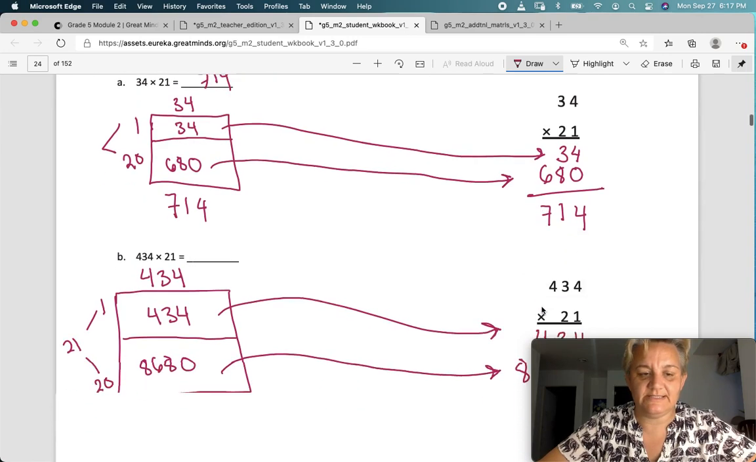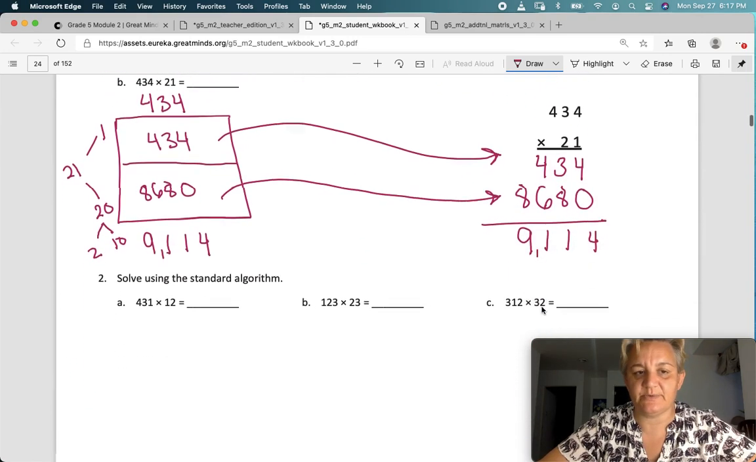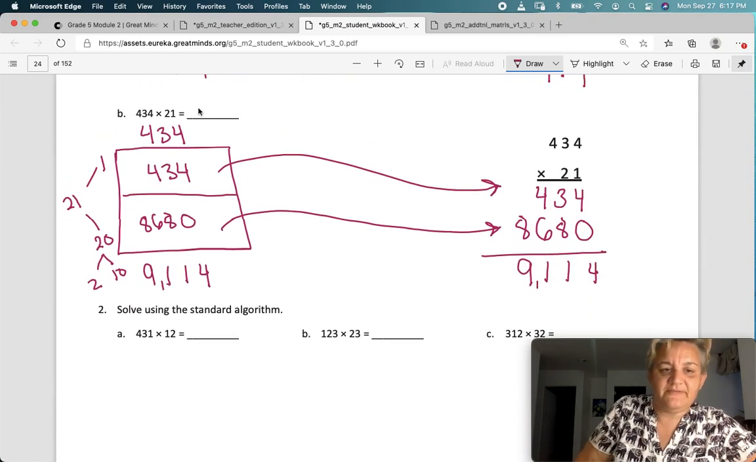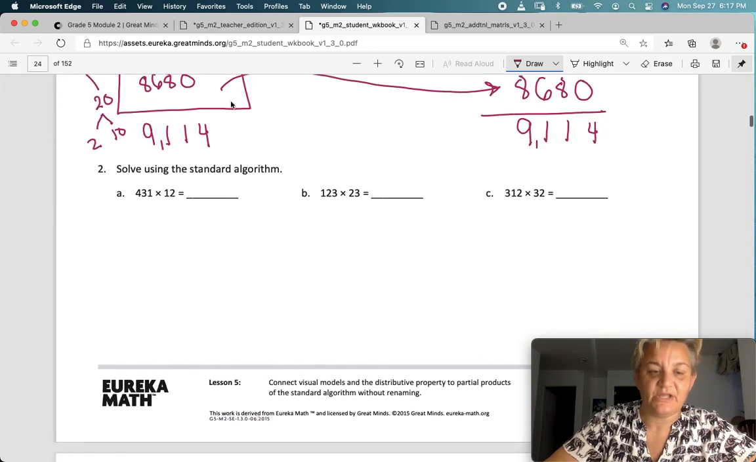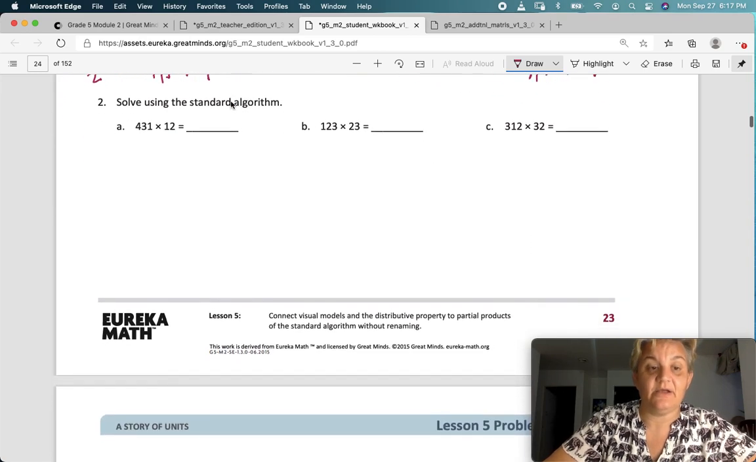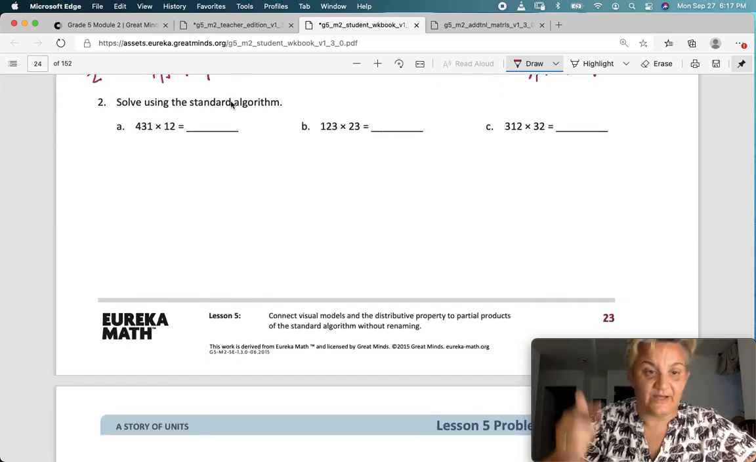Next one. Now, we know how to use the area model, and if you want to use the area model, you always can. Please just show your work so I know what you're doing. But for number 2, it asks us to use the standard algorithm. And if you are still struggling with the standard algorithm, you need to come talk to me, all right? Because we need to get you help with that.